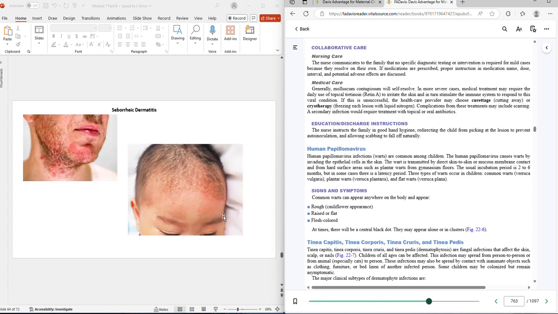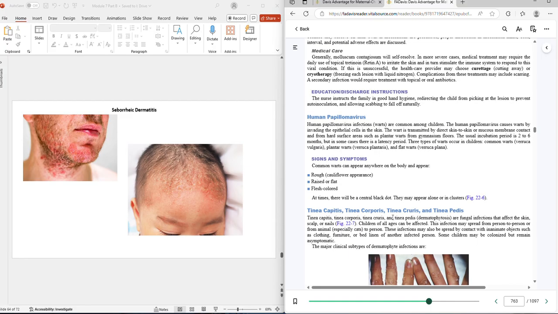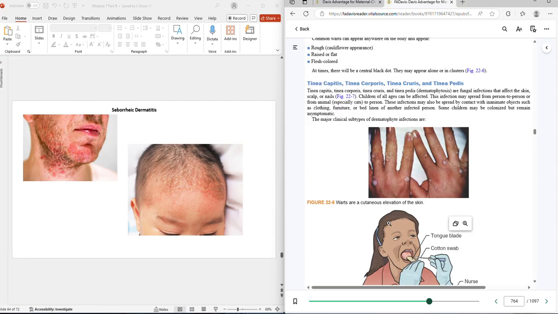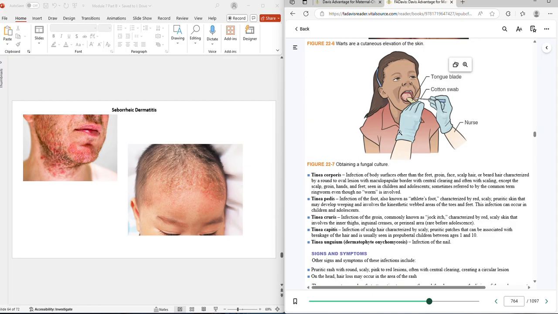And then let's talk about tinea capitis, corporis, cruris. We talked about this in the last module, so make sure you understand those and read through that. That's on page 764.